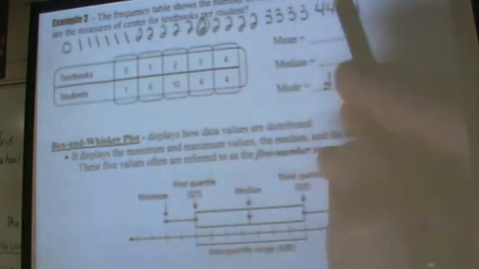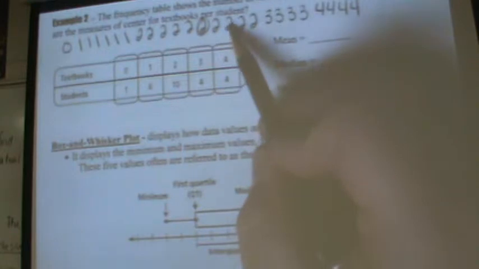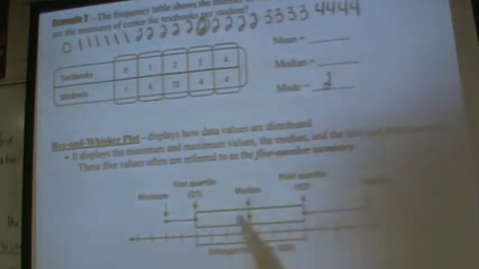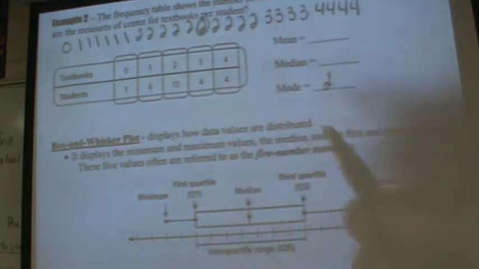Do we have the same number of points on each side? We have 1, 2, 3, 4, 5, 6, 7, 8, 9, 10, 11, 12. On the other side, we have 1, 2, 3, 4, 5, 6, 7, 8, 9, 10, 11, 12. So we have the same number of points on the left as we do on the right. So this 2 is our median.